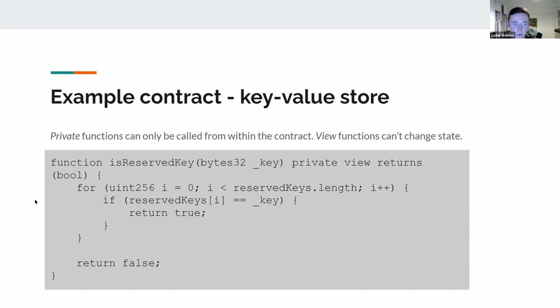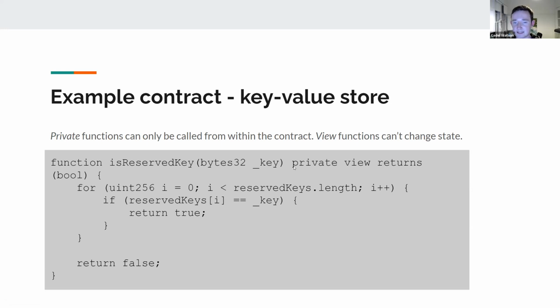So just like all iterative languages or imperative languages, we have loops in Solidity. So we declare first our iterating variable i, for as long as i is less than the length of the reservedKeys array, we will increment i. It's very standard. Then if any value in the reservedKeys array is equal to the key we've passed in, we'll return true. If this loop ends, we'll return false. So it's all quite straightforward.